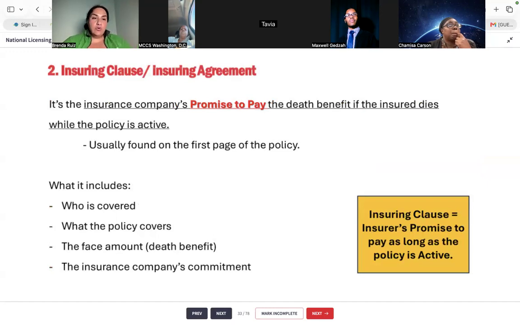Okay, the insuring clause or the insuring agreement. Okay, this is the insurance company's promise to pay the death benefit should the insured pass away while the policy is active. Okay, it's usually found on the first page of the policy. So it includes who is covered, right? Who is the insured? It will cover that. It includes what the policy actually covers. Okay, it'll say death. It'll say living benefits. It'll include the policy's face amount, right? How much insurance did you sign up for? It'll include that. It'll include the company's commitment to the client. Okay. The insuring clause is the insurance company's promise to pay so long as the policy is active.